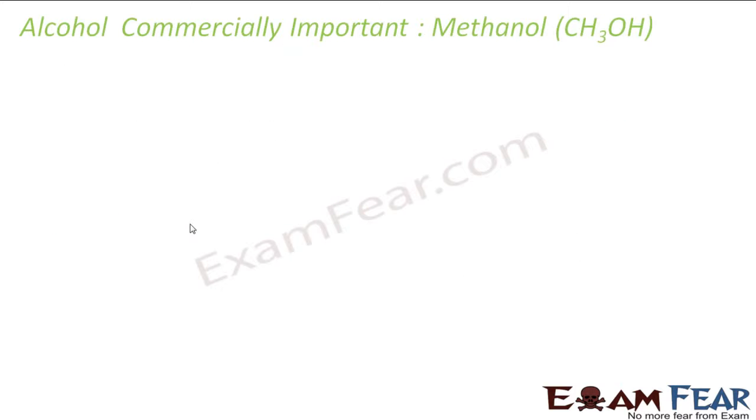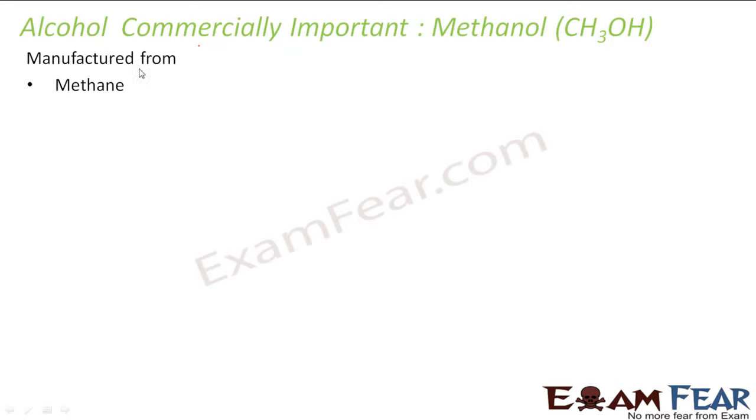Let's understand some commercially important alcohols, that's methanol and ethanol, the two we will be covering. Methanol is manufactured from methane, and this is used on an industrial scale. Commercially, this methane is used.